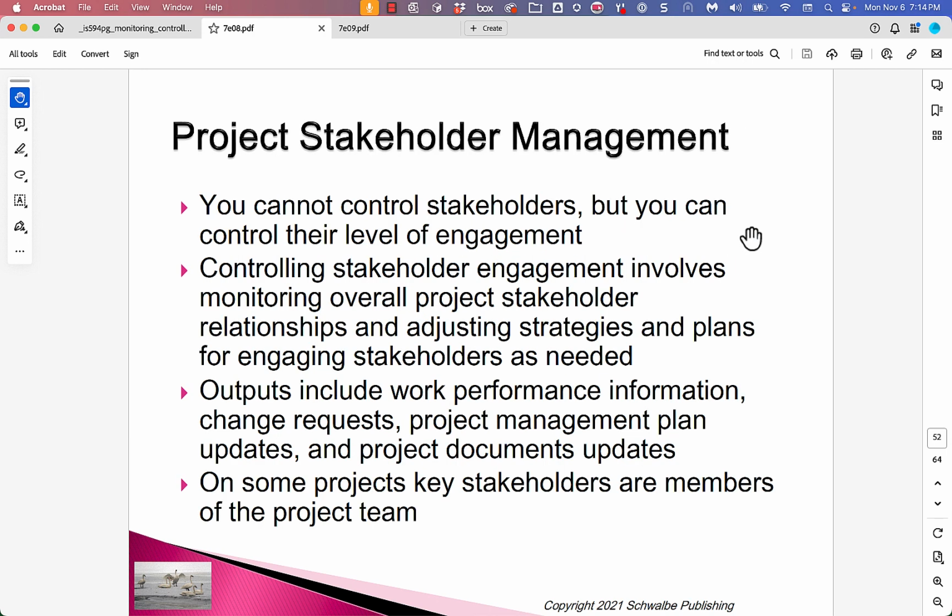Project stakeholder management. Well, that's kind of the same thing. You cannot control your stakeholders, but you can control their level of engagement. I would reword this to say, but you can influence their level of engagement. You can't control people at all. You can influence them.